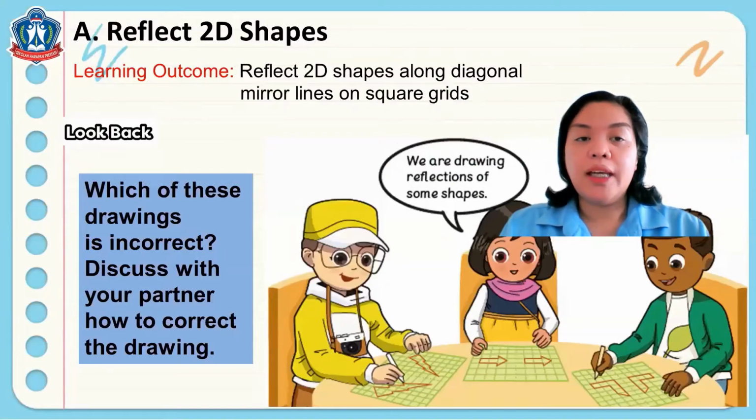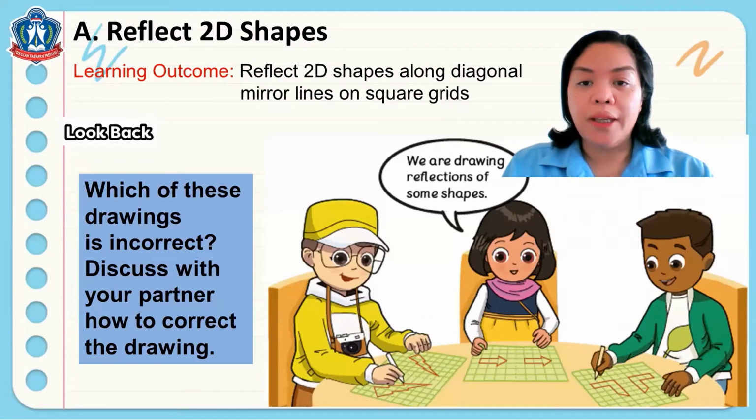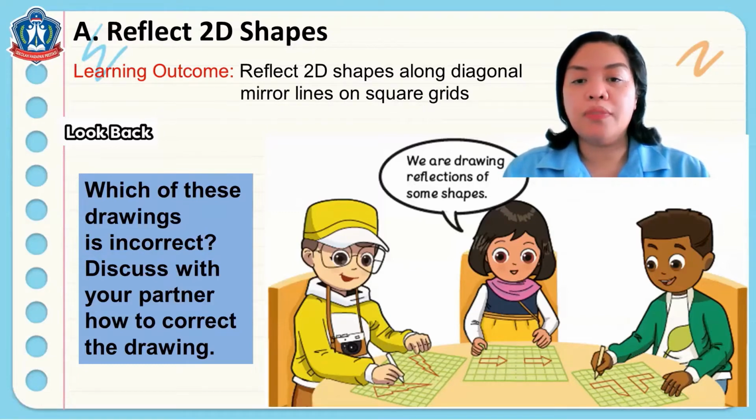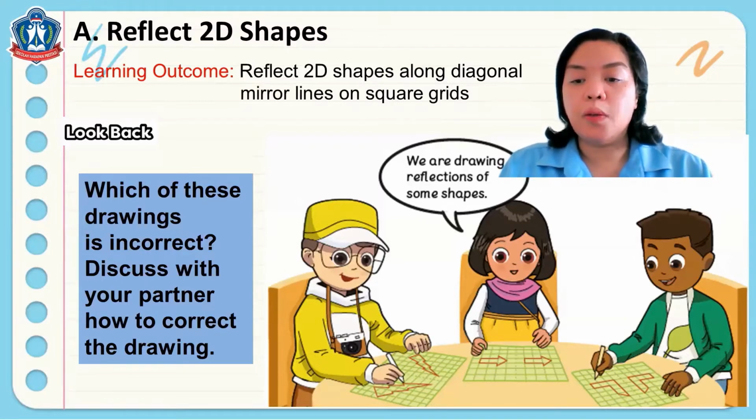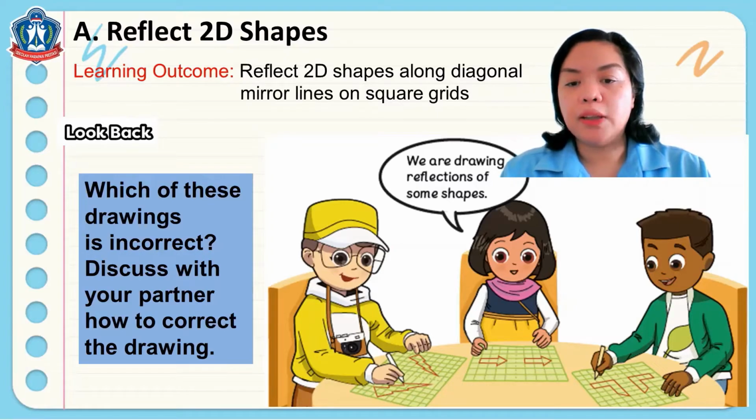Let's start with lesson A, reflecting shapes. Look at these three children. Look at their drawings. Which of these drawings is incorrect when we are going to talk about reflection? The children are drawing reflections of some shapes. The boy wearing a jacket is reflecting a lightning shape, or it looks like an arrow. And also the girl, what have you observed on the drawing of the girl? And also the boy wearing a green jacket. Which of these drawings are showing reflection?